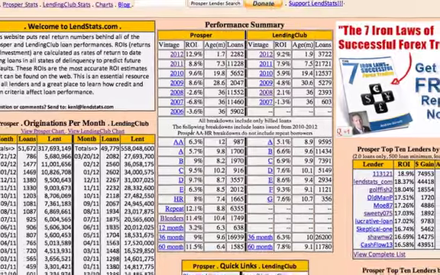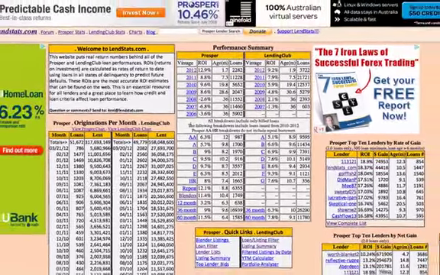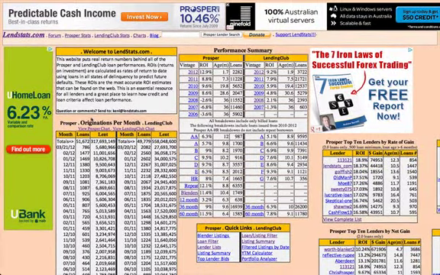Now, the other thing on the home page that I like to look at, just mainly for curiosity's sake, is originations per month. You can see where Lending Club is at and where Prosper is at as of today. That's the other thing I need to point out: LendStats is updated every single day, so the data is always up to date. So now I'm going to take you over to the Prosper stats.